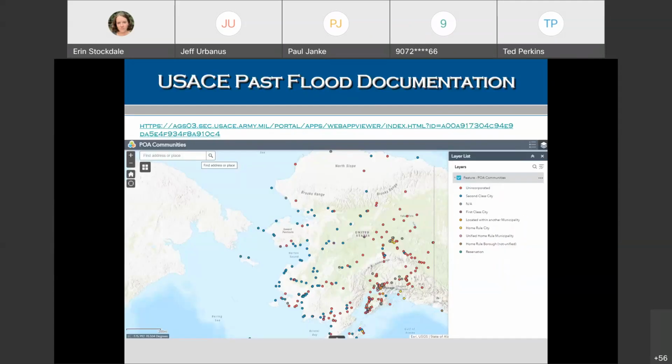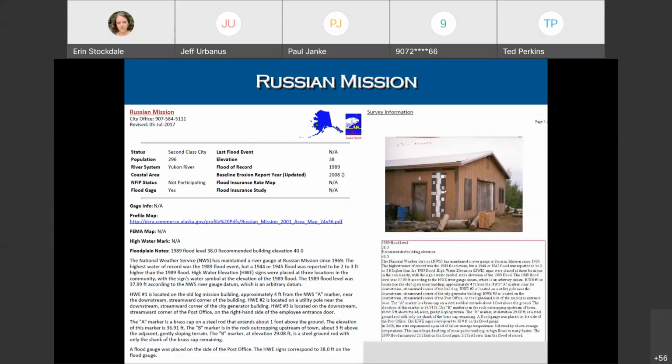So the Corps has actually documented a lot of these past floods. They've gone to a lot of these communities and surveyed the high water marks. And so that has helped to provide information on where to build. And so it really does come down to, when we have this limited data, going to each community and really talking it out.